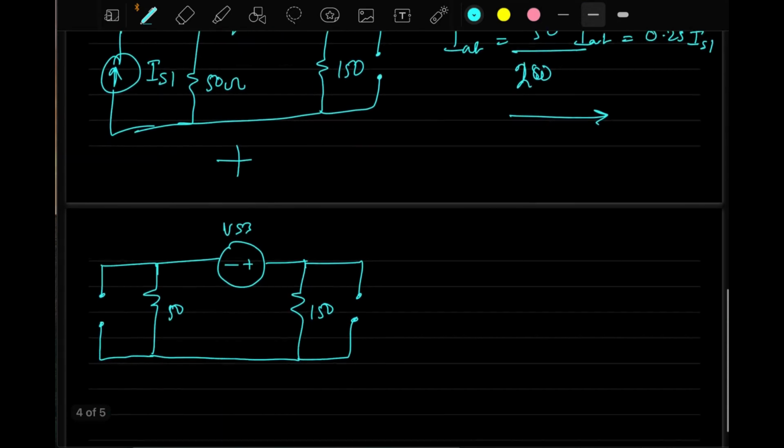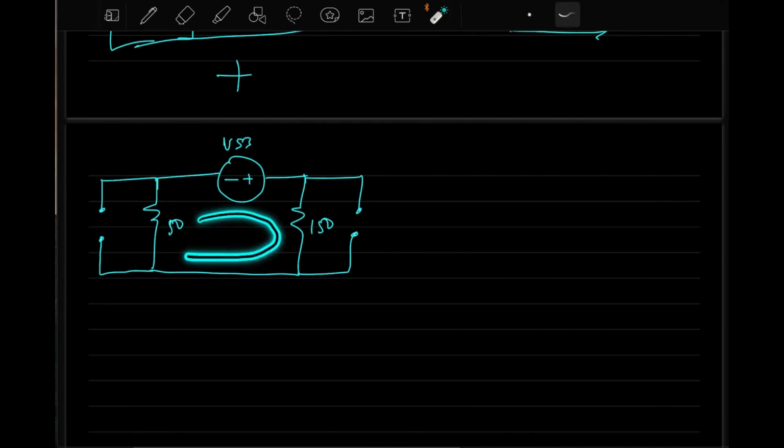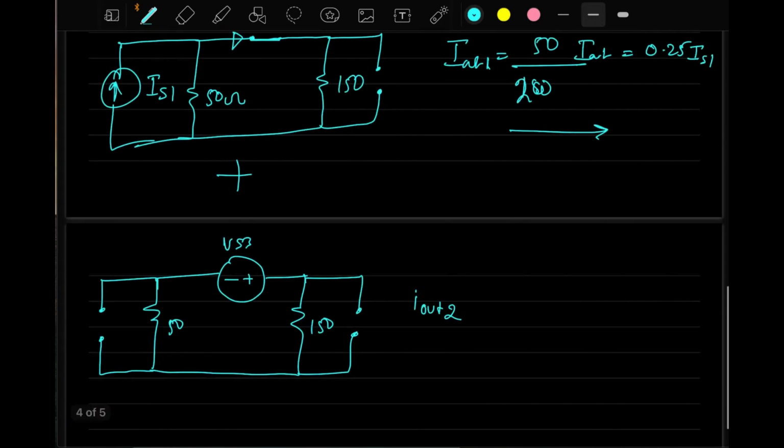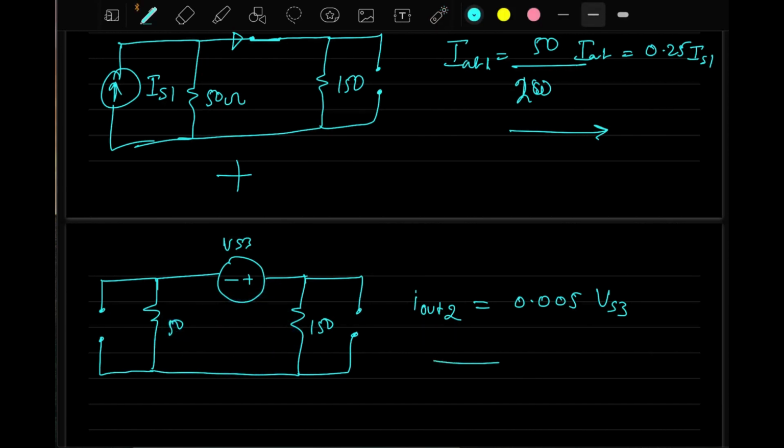Okay, sir. So here you see, if you apply KVL here, because this is the circuit you are left with when only the voltage source is activated, and you write the KVL and solve for the current, it will be I out 2, we can say. So I out 2 will be 0.005 VS3. So this current will also be flowing in this direction only. The direction of the flow will be like this.